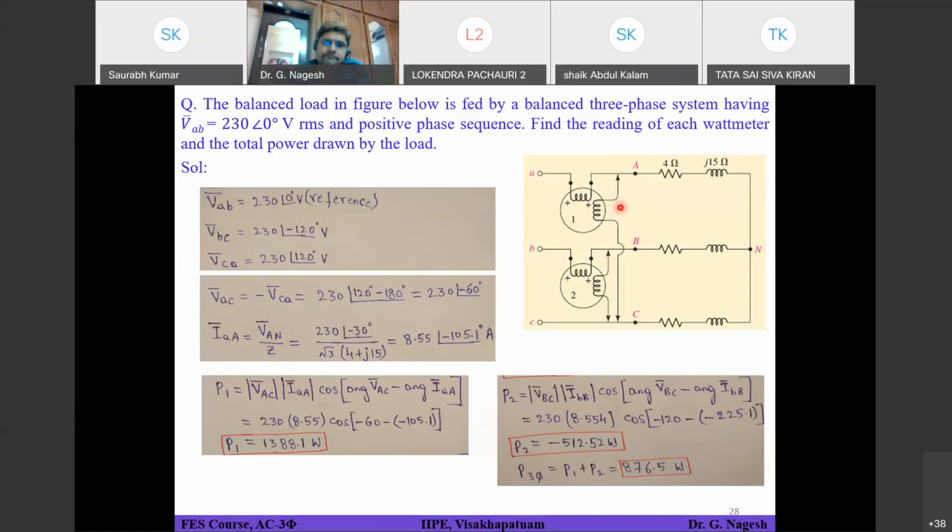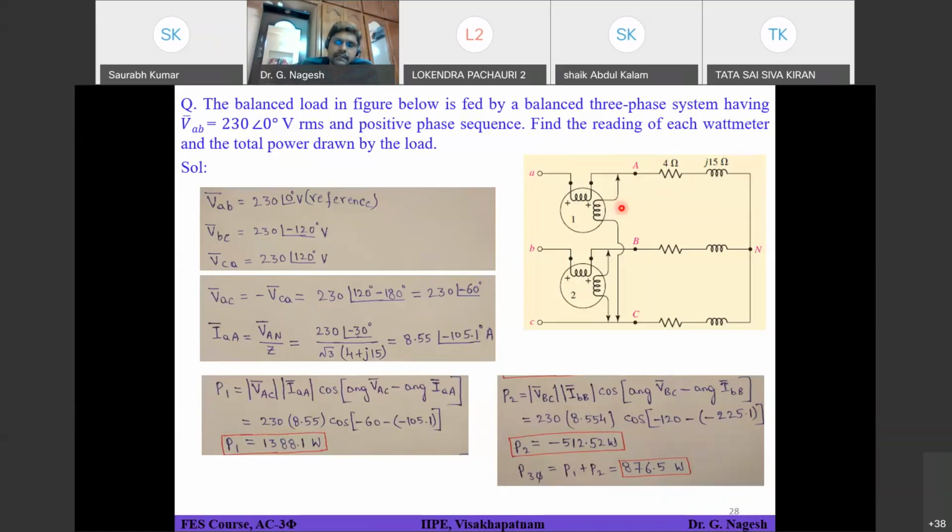Yes, sir. 0.257. What is your theta value? Theta in degrees. So 75.07. Okay. So 0.257 maybe is correct. I think so. Right. So cos theta you can find out from the load parameters, which is R divided by Z. So you got something maybe 0.257.